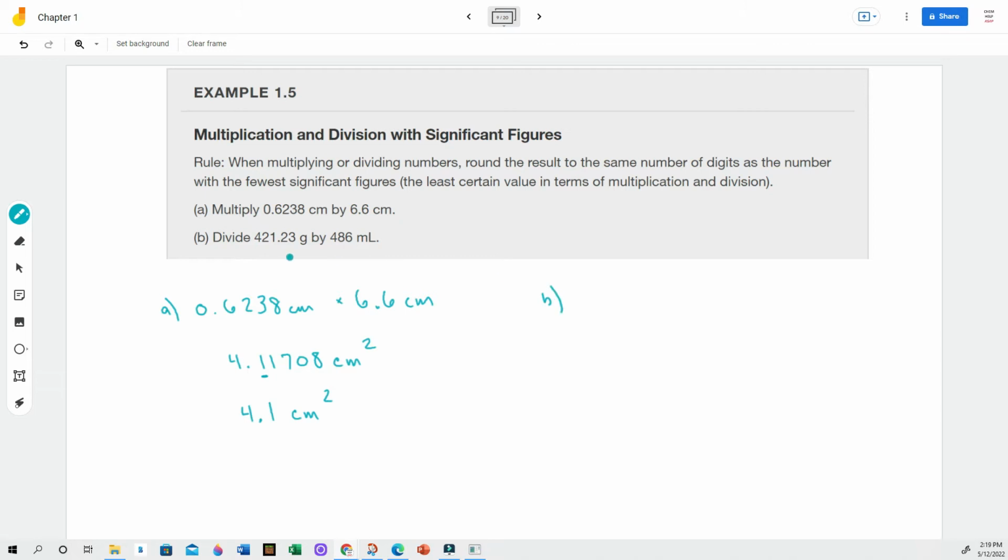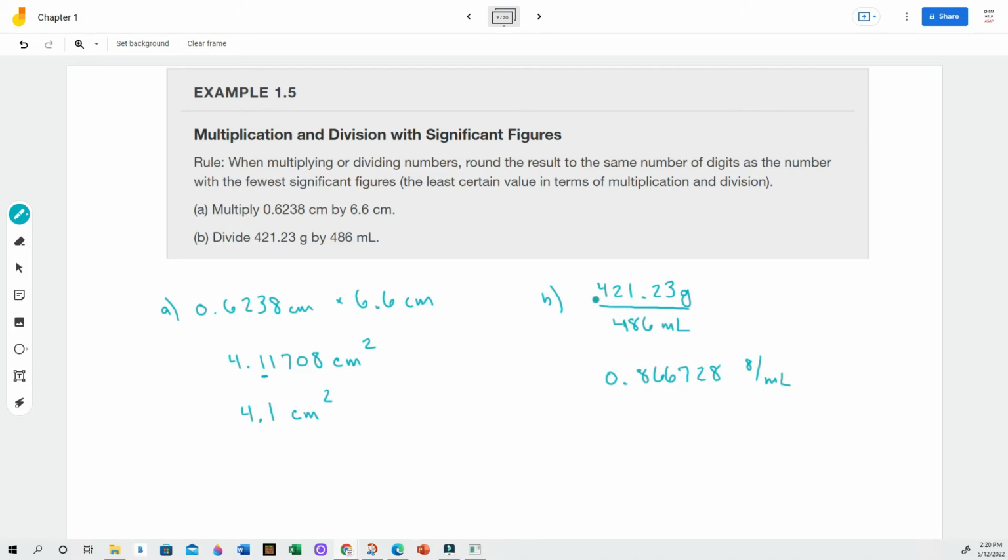Okay, part B, I am doing division. So I have 421.23 grams divided by 486 milliliters. This is actually a density calculation. So when I do this division, my calculator gives me a whole slew of numbers. I'm not going to write all of them out. This goes on for quite a while. I'm just going to write out enough that I know I can round to the correct decimal place. And my units here are going to be grams per milliliter.